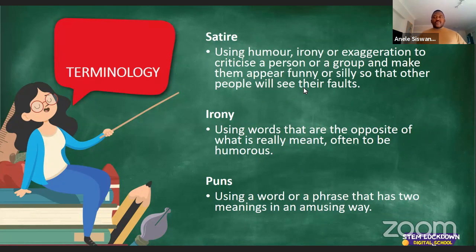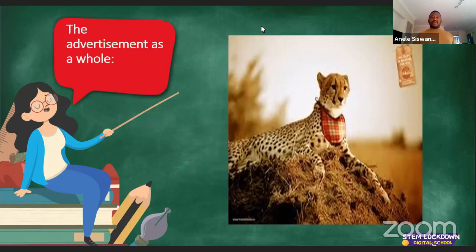So the first one, it's using humor, irony, or exaggeration to criticize a person or a group and make them appear funny or silly so that the other people would see their faults. So you'll see how these things work out in images and in some adverts that we all know. And the irony, that is using words that are opposite of what is really meant, often to be humorous, that is something that people can laugh at. Puns, using a word or a phrase that has two meanings in an amusing way. There are many others that I will send you as part of your vocabulary and reading more about them, right?